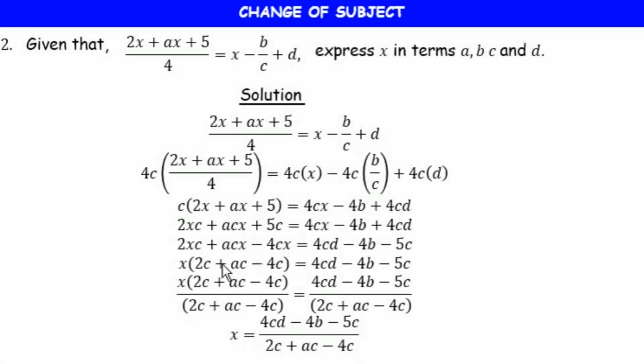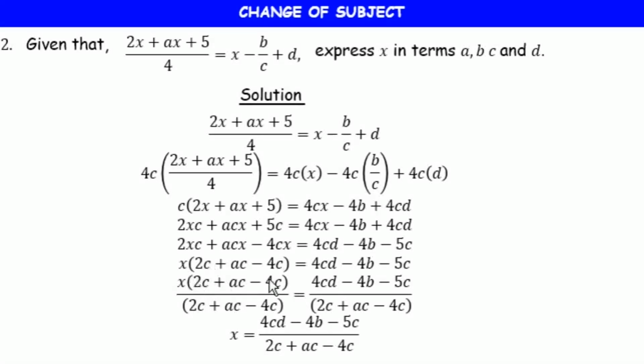So what do we do? We factorize the x out, right? Since there's x here, there's x here, there's x here, we are going to bring x out, and then we open the bracket, and then we factorize. So we are going to have x into bracket 2c plus ac minus 4c is equal to 4cd minus 4b minus 5c.